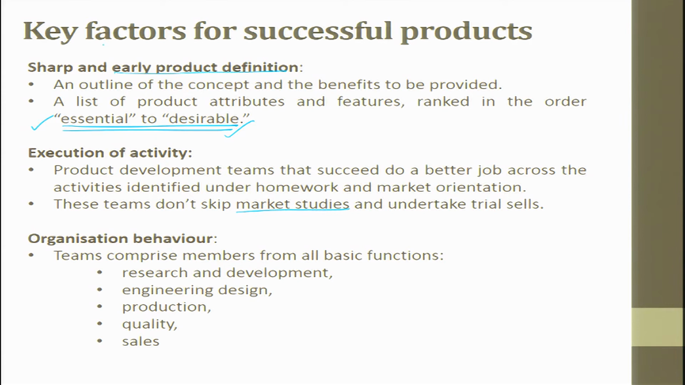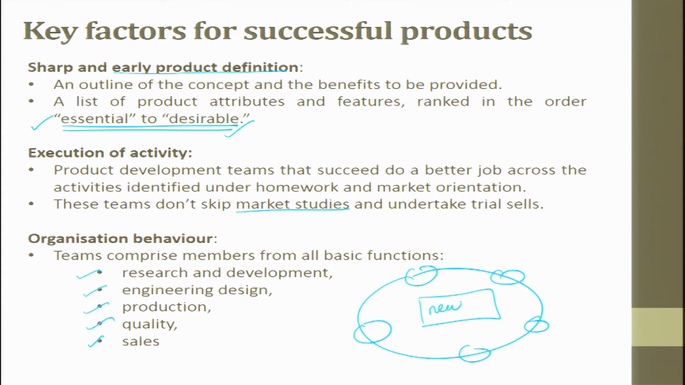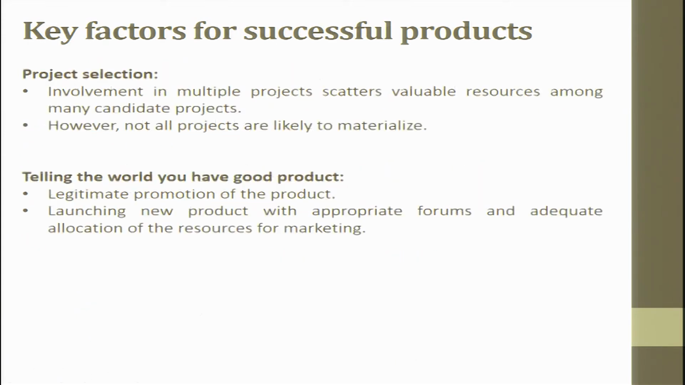Organizational behavior. This is one of the key factors for a successful product. The team comprises members of all basic functions: research and development, engineering design, production, quality and sales. So, all of them sit together and try to contribute to product development. So, this is what is called concurrent engineering. All of them sit together and develop a new product. So, everybody tries to give their essential and desirable qualities at the beginning itself, such that the product right from the beginning evolves in a fashion such that it can lead to success.